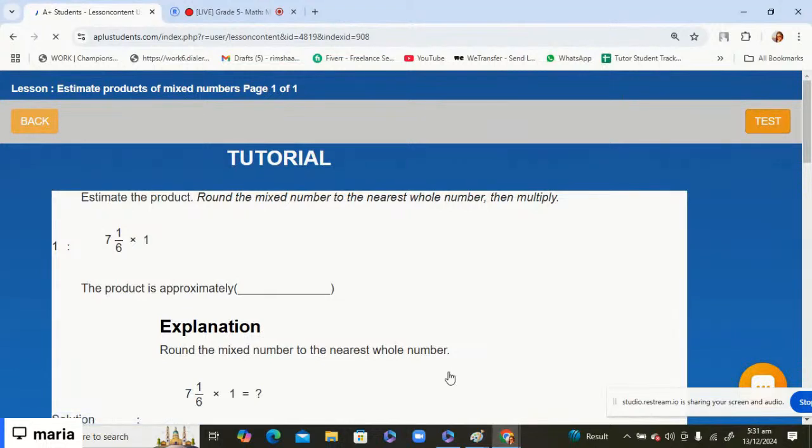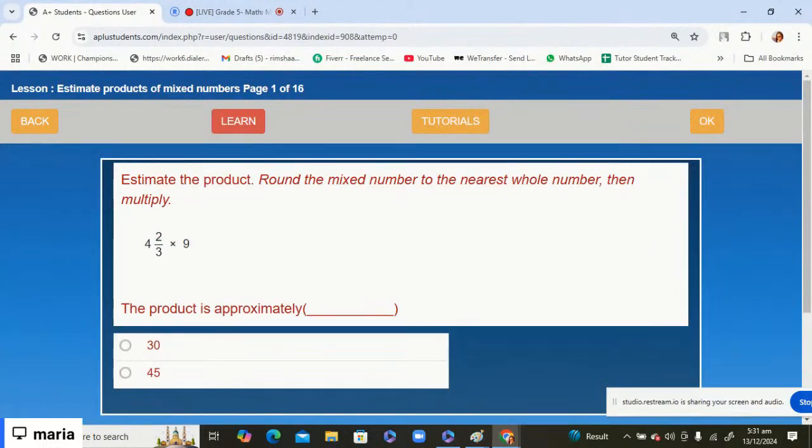Now let's do the test questions. 4 and 2/3 times 9.